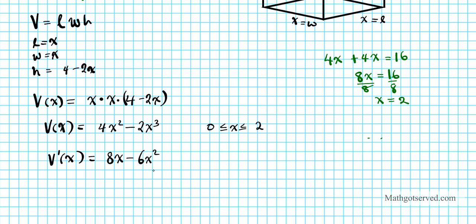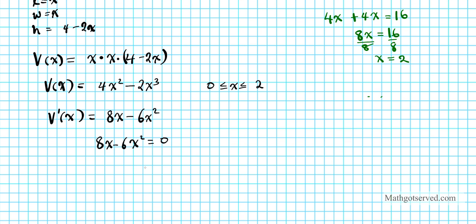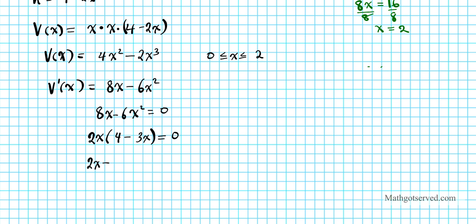All right, so now we have our differentiated function. So this is what we're going to be setting to 0 to find the critical values. All right, so what we're going to do here is we're going to set, like we talked about before, v prime to 0, 8x minus 6x squared equals 0. So we have a quadratic equation here. We can factor it out, factor and solve. So I can factor out 2x. So if I factor out 2x, I'll have 4 minus 3x equals 0.